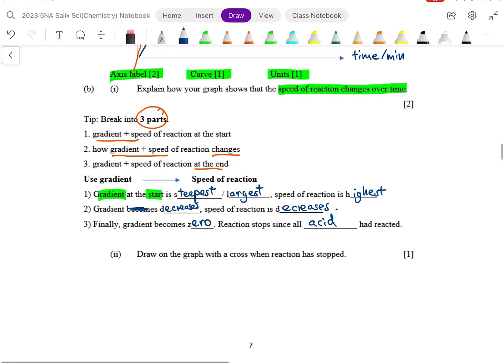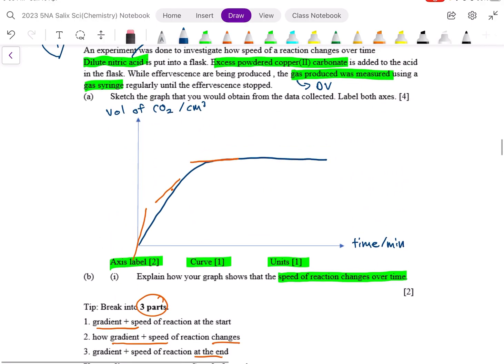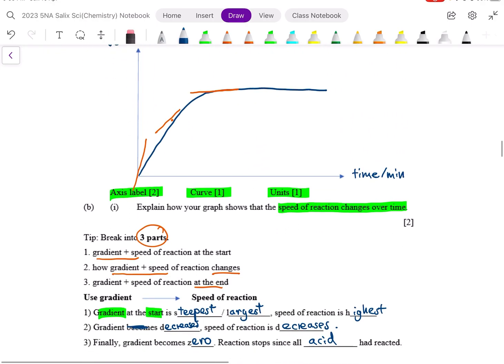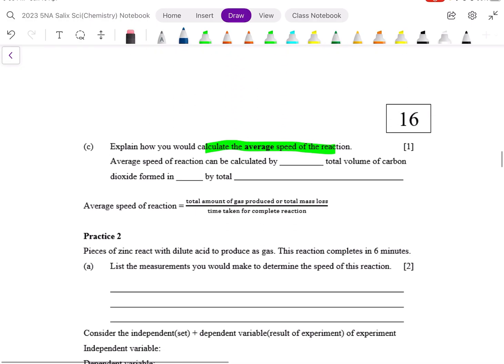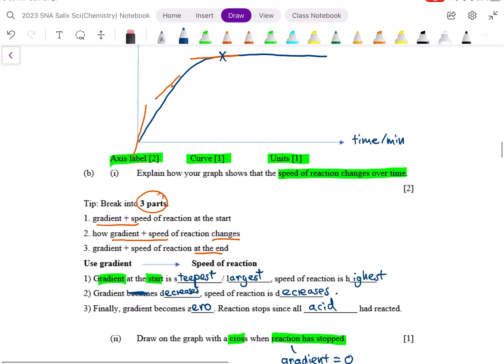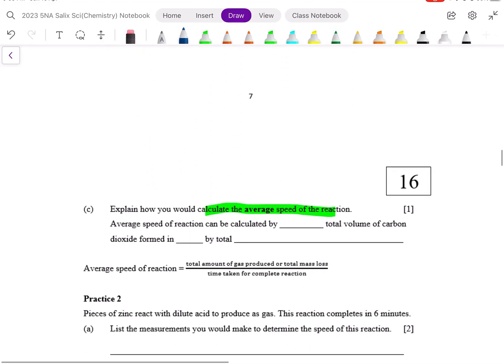Next, you are asked to draw a cross when the reaction has stopped. Stop means the gradient equals 0. That's the final part, so I'm going to draw it perhaps somewhere here. That's 1 mark. Okay, then moving on.